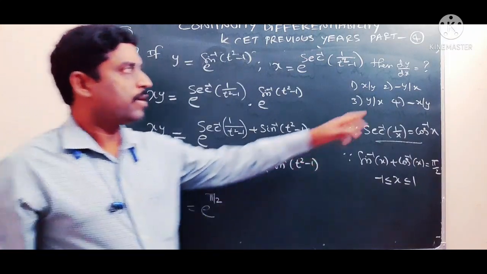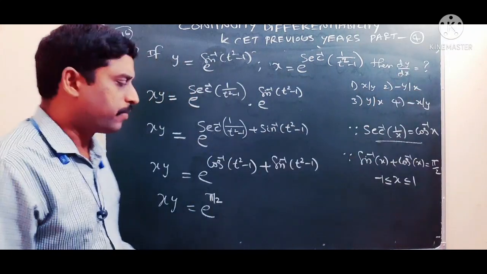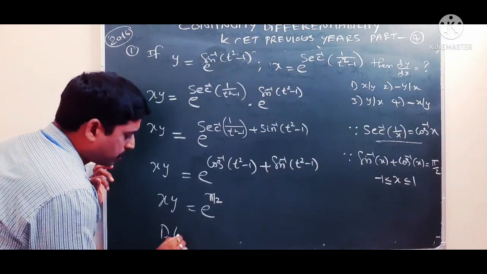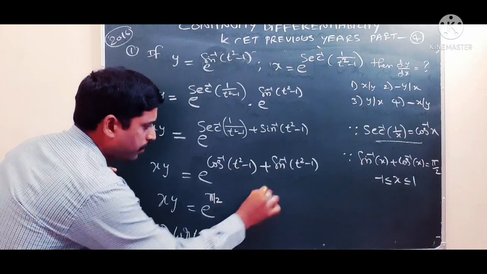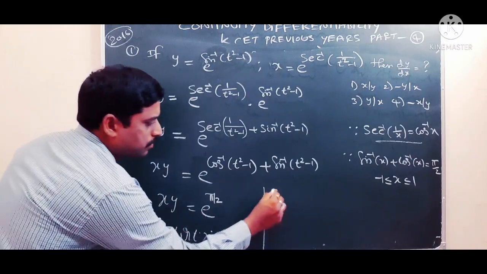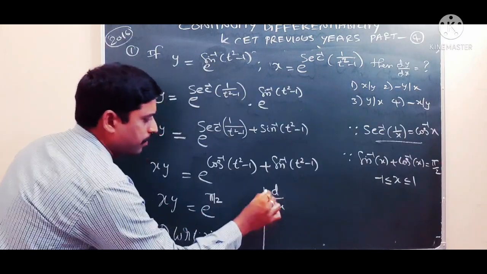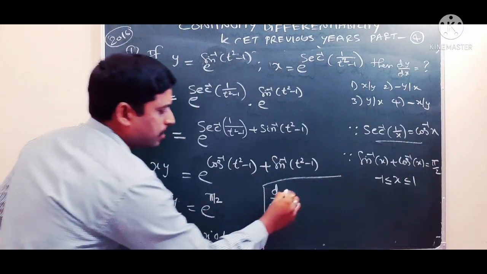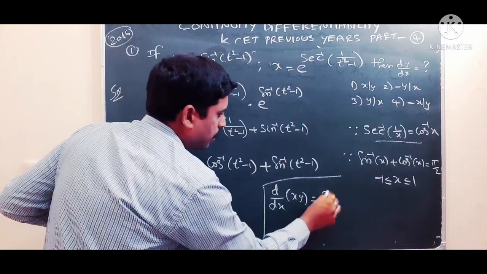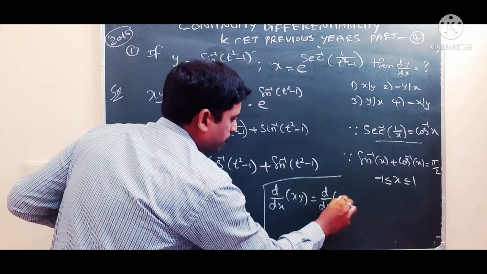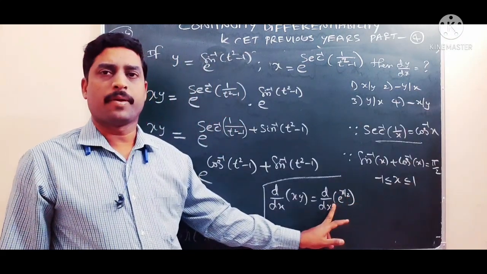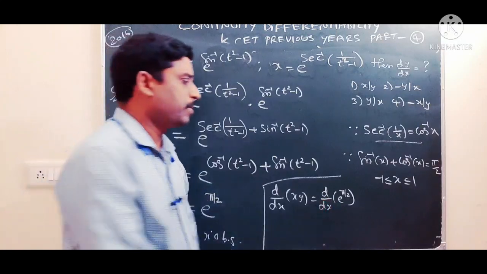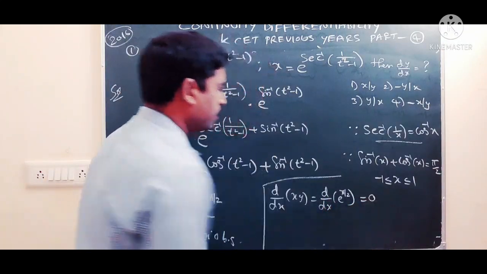But our target is dy by dx. Applying derivative on both sides, differentiation with respect to x on both sides. So d by dx of xy is equal to d by dx of e to the power pi by 2. Pi by 2 is constant, so e to the power pi by 2 is constant. So this value will be 0, the derivative of a constant.